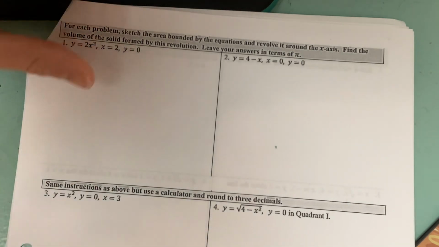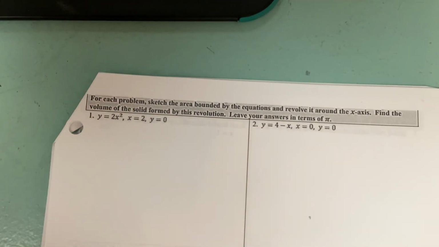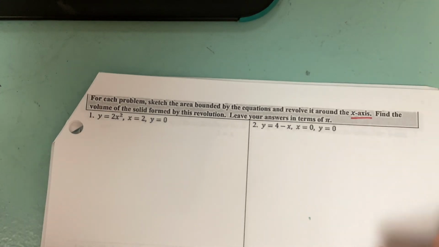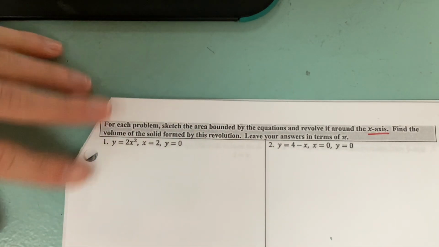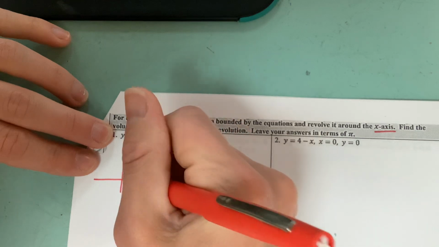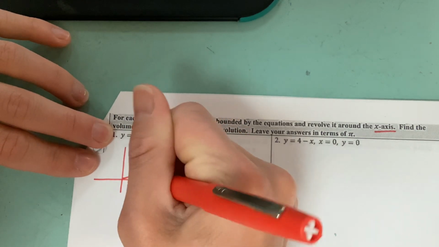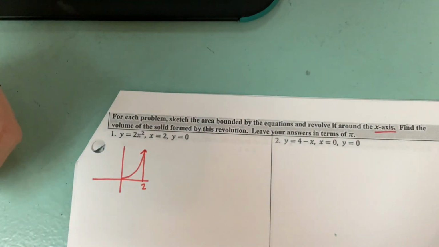All right, now I think we're going to start revolving. So for each problem, sketch the area bounded by the equation and revolve it around the x-axis. Find the volume of the solid formed by this revolution and leave your answer in terms of pi. So I've got 2x squared, y equals 0, and x equals 2. So we've got this region right here.